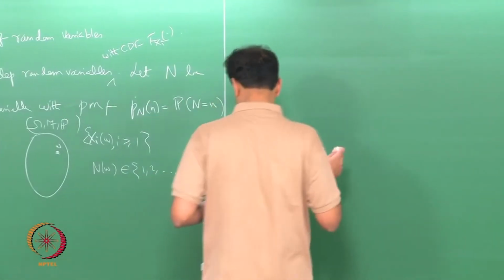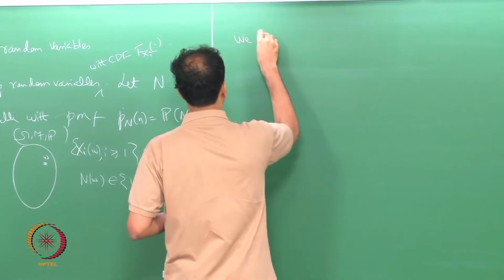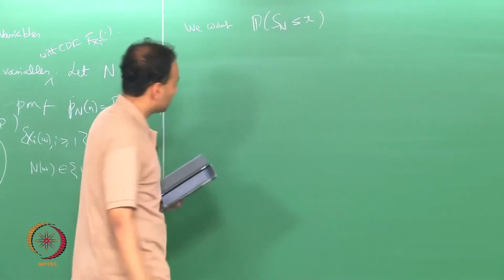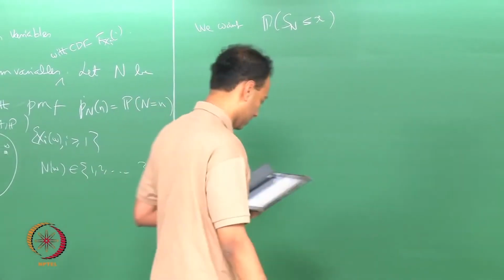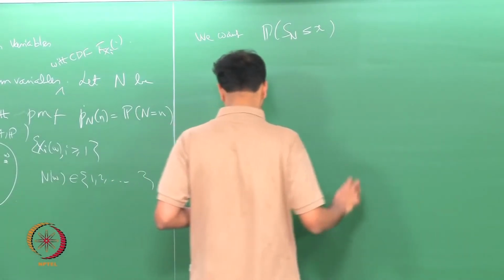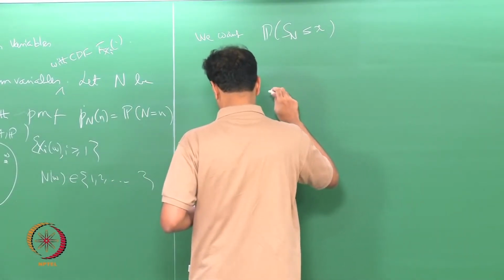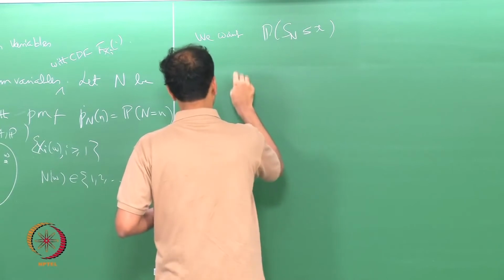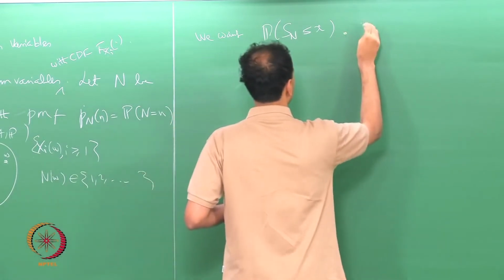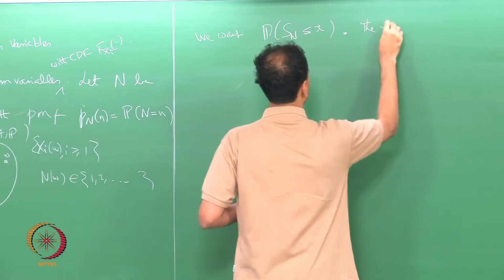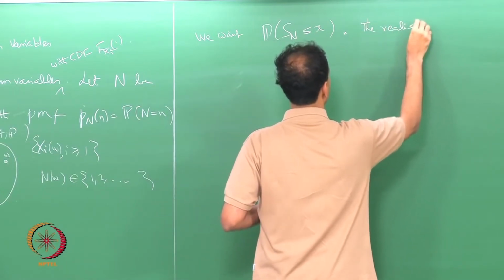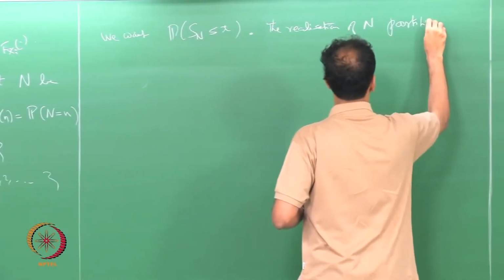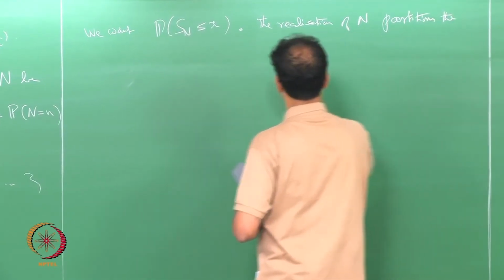So, we proceed as follows. So, we want this, right. This is the CDF of S_N. So, this is what we want to find. So, what we will do is use the fact that the realization of N partitions the sample space.